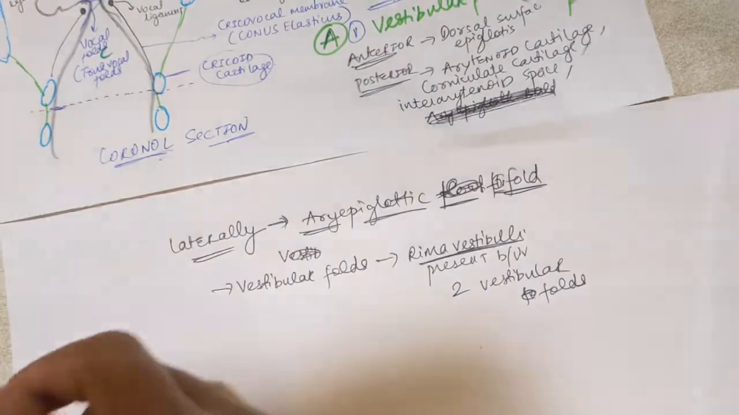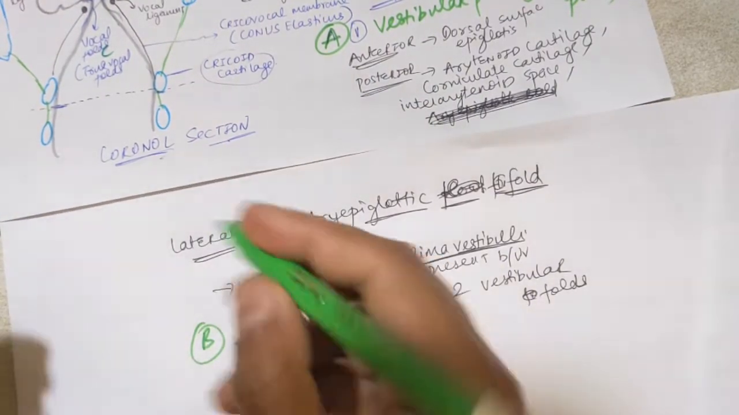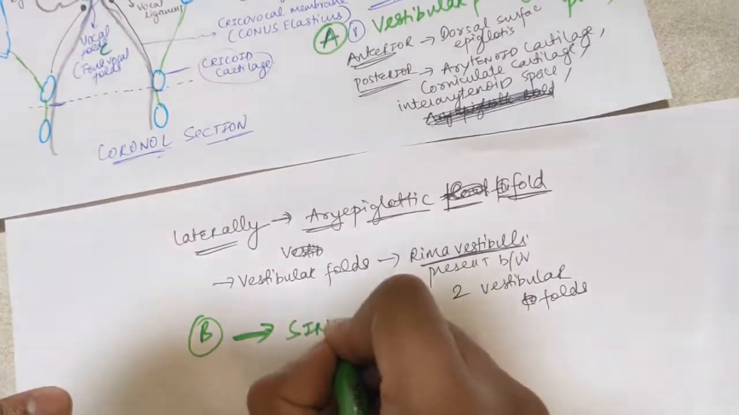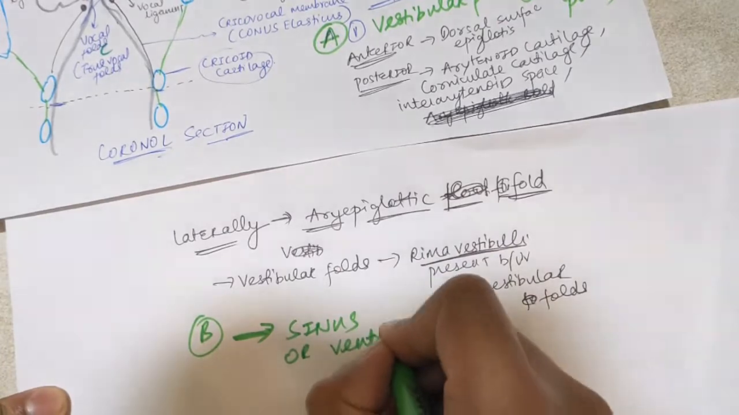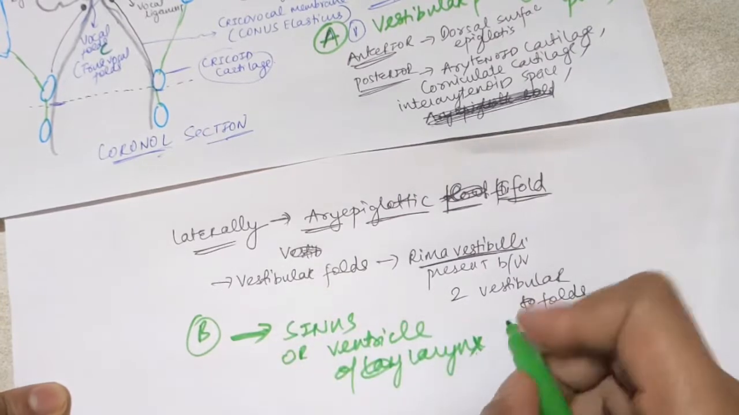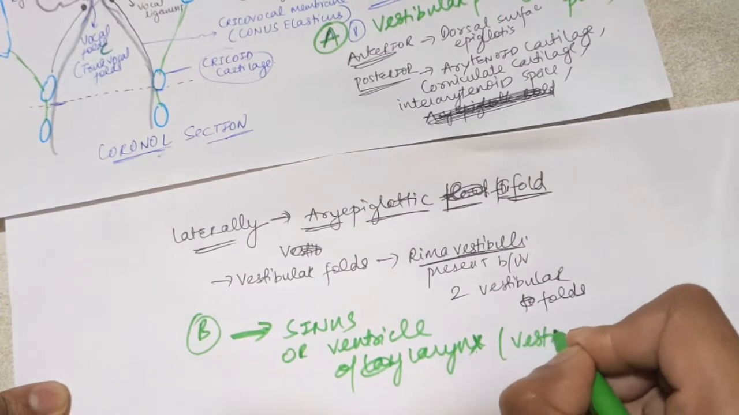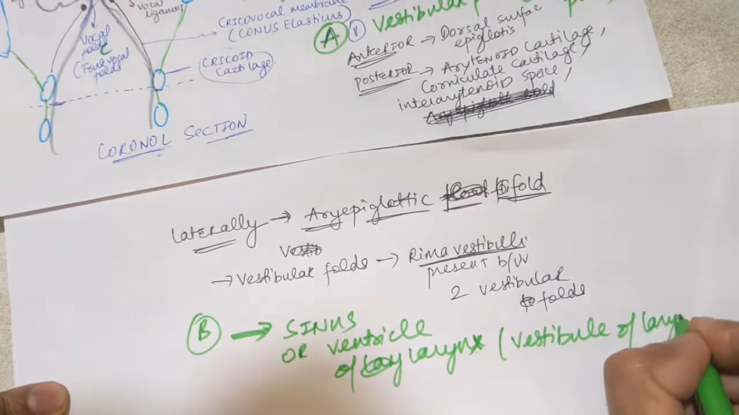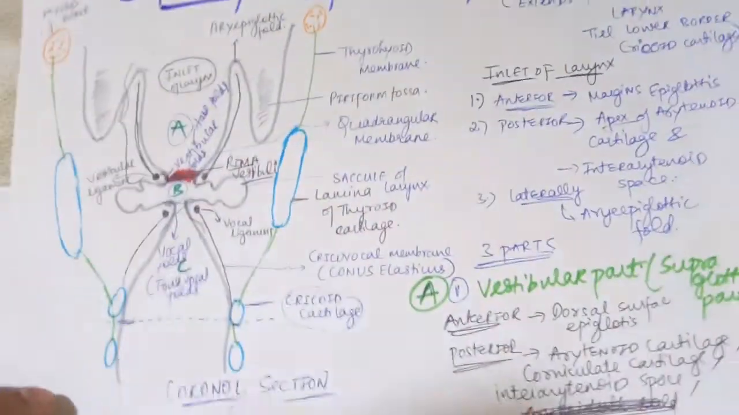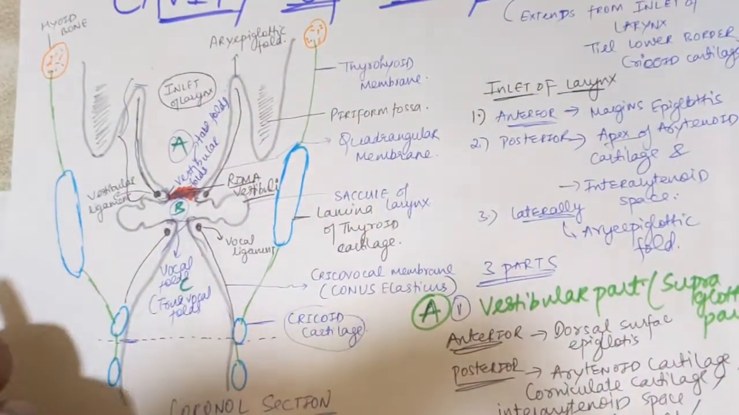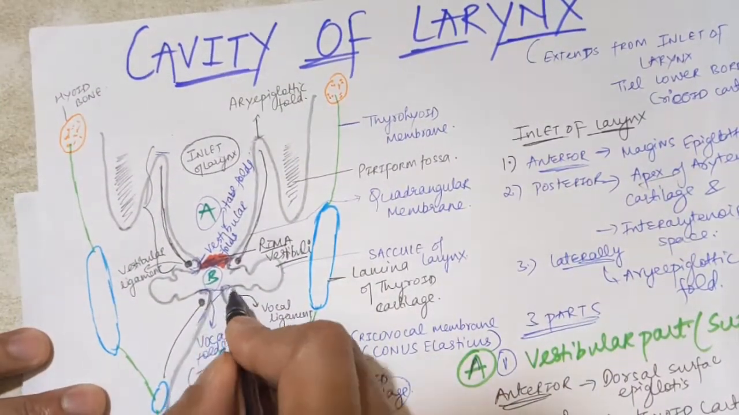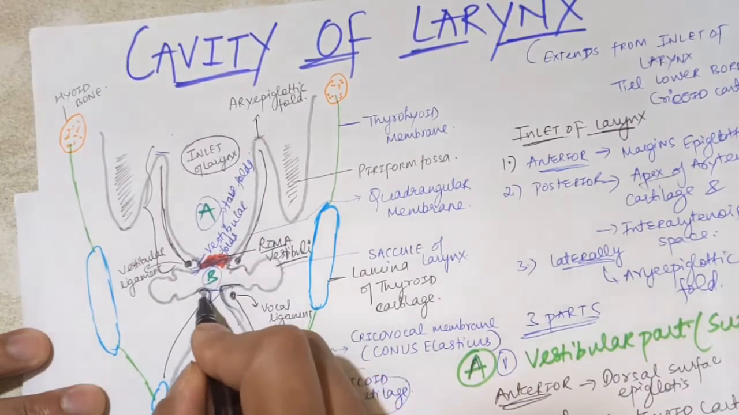Now let's come to part B. What is called part B? Part B is called the sinus or ventricle of larynx, or vestibule of larynx. It has many names, because there is a space here. That is the second fold, the fold which is present below. This one is actually your true vocal folds.